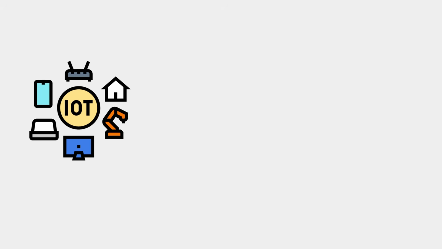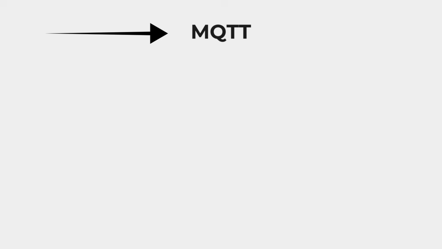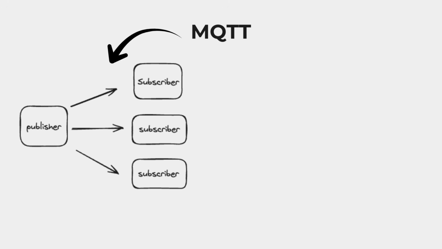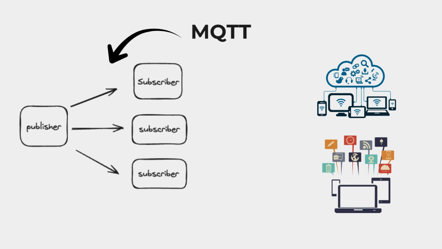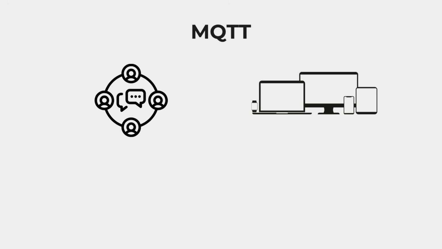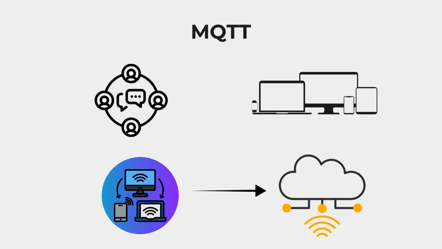As the Internet of Things continues to grow, a new type of protocol has become essential. MQTT, Message Queuing Telemetry Transport. MQTT is a lightweight publish-subscribe protocol designed specifically for Internet of Things devices and applications. Think of it as a group chat for smart devices. It's how your smart home devices communicate with each other and with cloud services.